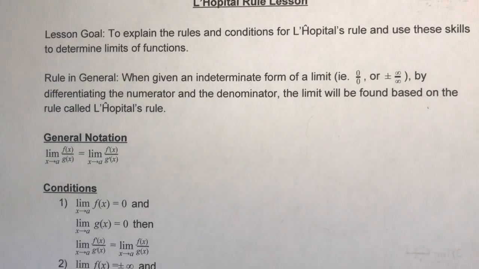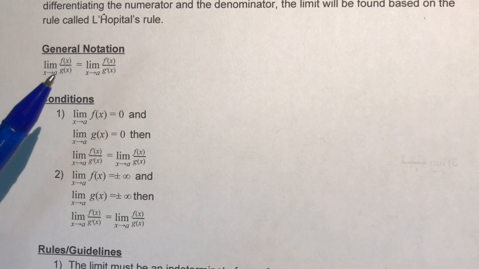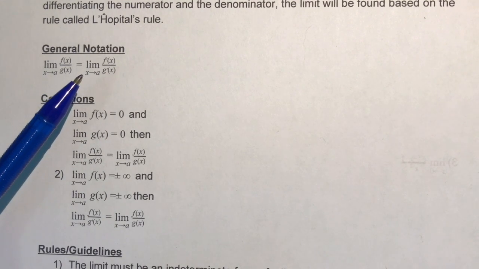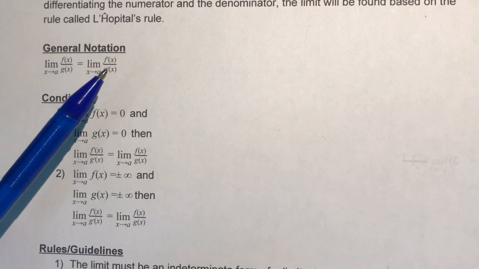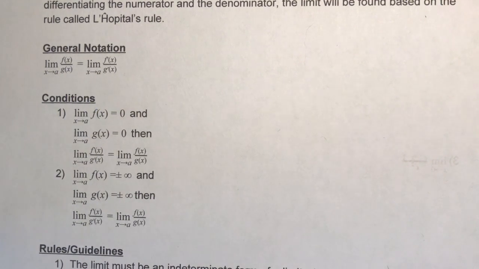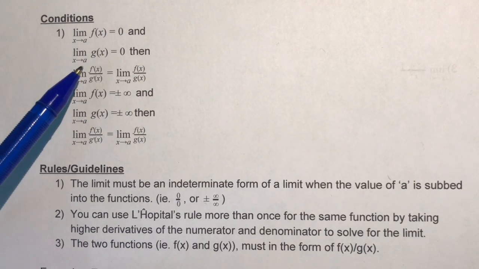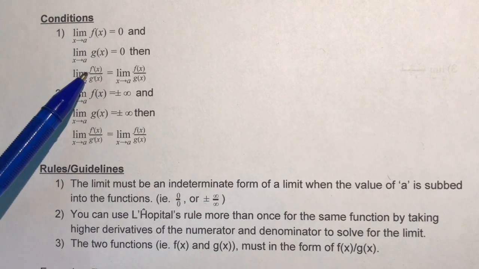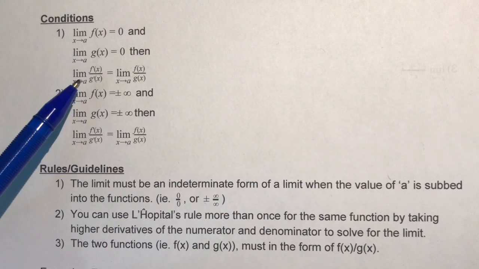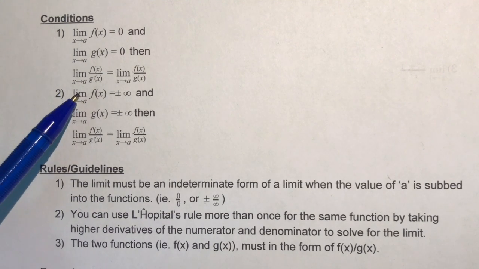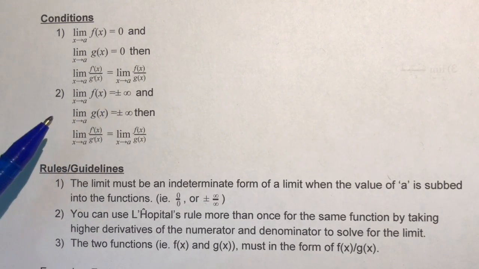So the general notation is the limit as x approaches a of f of x over g of x is going to be equal to the limit as x approaches a of the derivative of f of x over the derivative of g of x. So there are two conditions. The first condition is that when f of x and g of x are both equal to 0, then the general notation is true and the limit of the derivative of f of x over g of x will be equal to the limit of f of x over g of x.